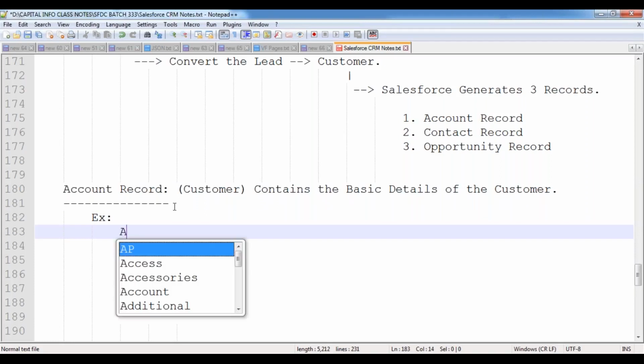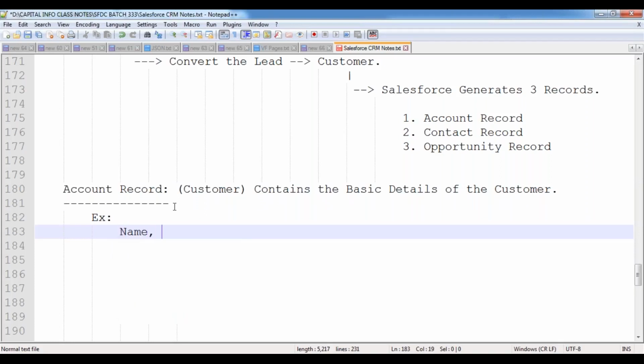It will be holding the name of the customer, and the industry, to which industry the customer is associated, whether banking, finance, chemical or technology. We can collect that. And then the rating, whether we give a high rating or low rating. And the annual revenue of the customer. The type of the customer, how this customer has approached us. We can capture this information.